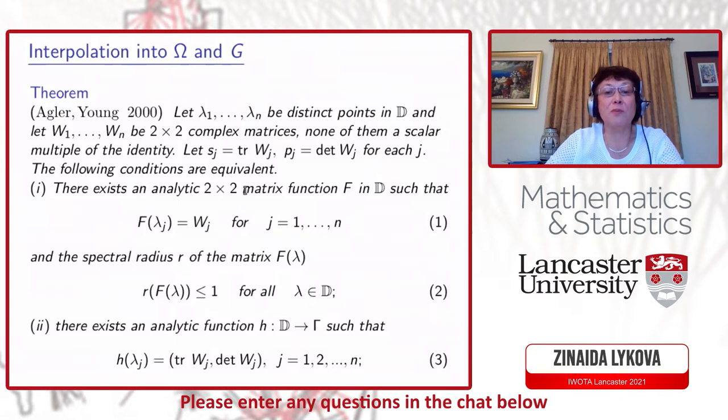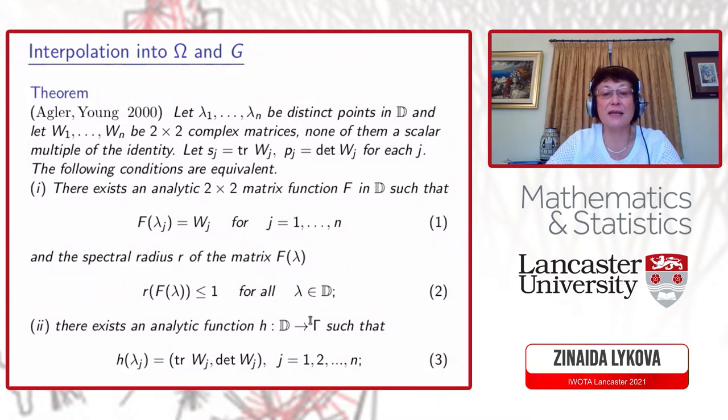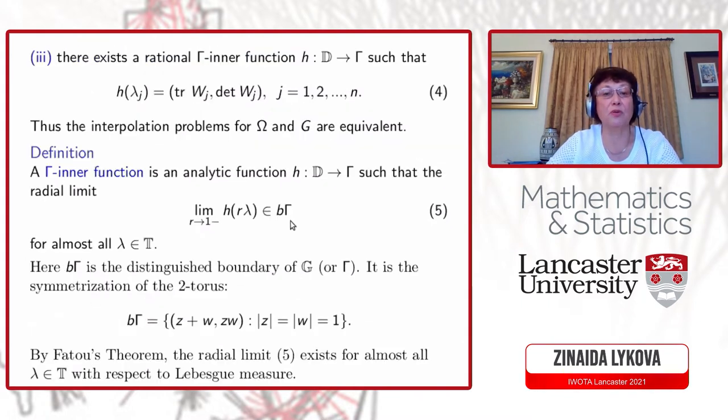There exists an analytic 2x2 matrix function F on the disk such that the interpolation conditions are satisfied and the spectral radius of each matrix F of lambda, for each lambda, is less than or equal to one. And the second condition: there is an analytic function such that we have this interpolation condition. So you can see that Gamma is in C2 and we have only interpolation conditions; it looks much simpler to solve this problem. If we can solve this problem, we can solve that problem too.